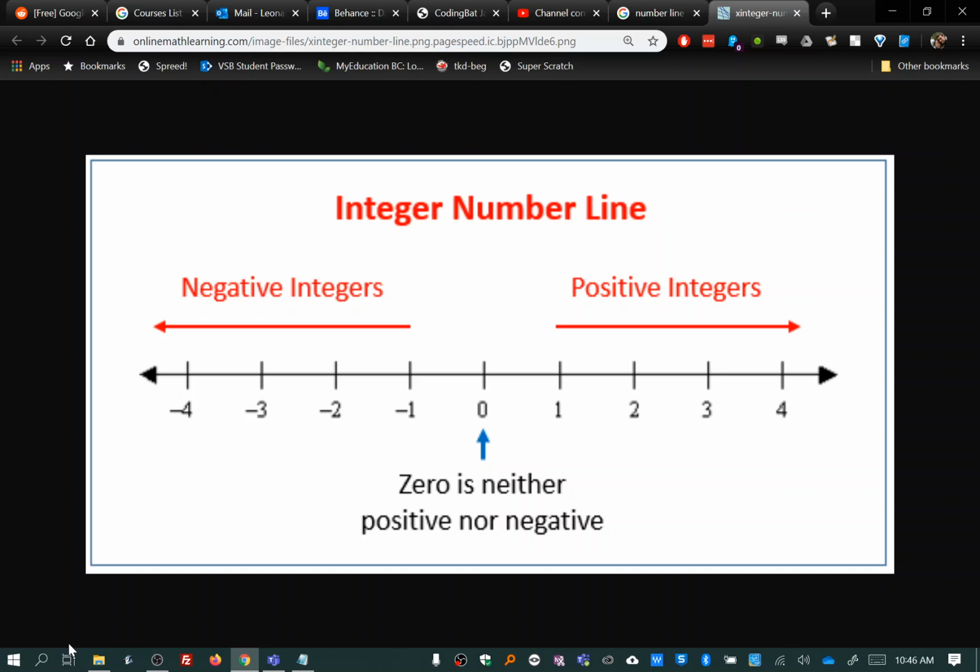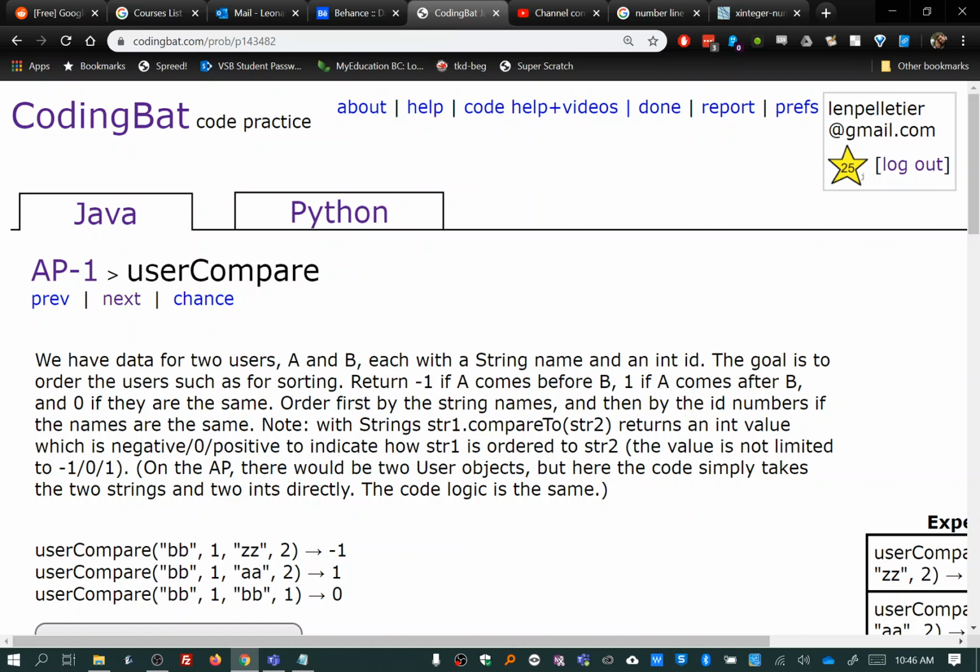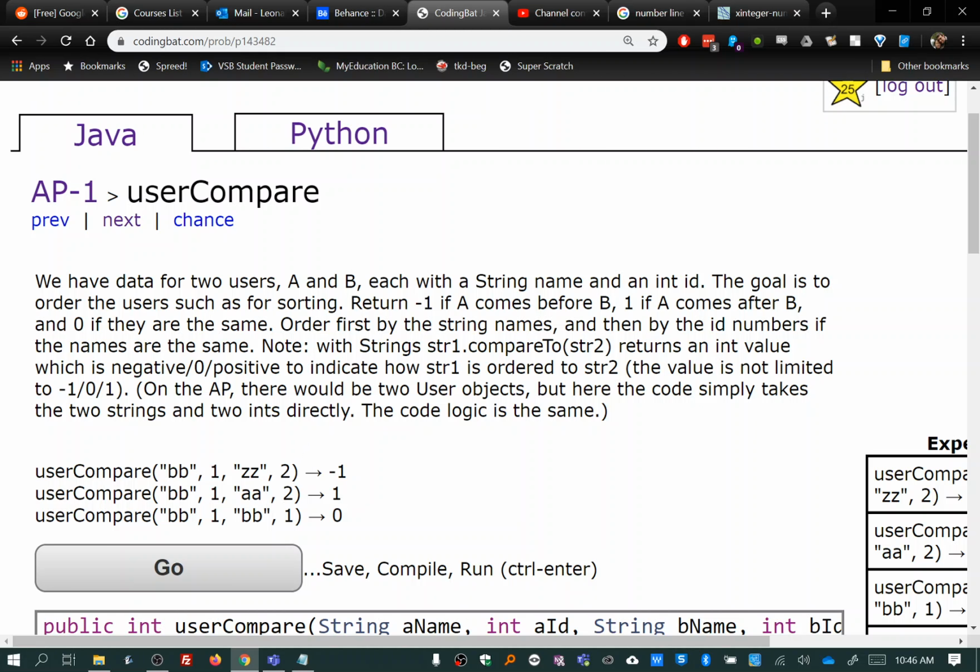But anyways, it's 0. It's in the middle, and so we use 0 to represent that they're the same. It's in the middle. Neither left nor right is ahead of each other. So that's the background story behind how this question is supposed to work. It's also the background story of how compare to works, and I'll show you about that.